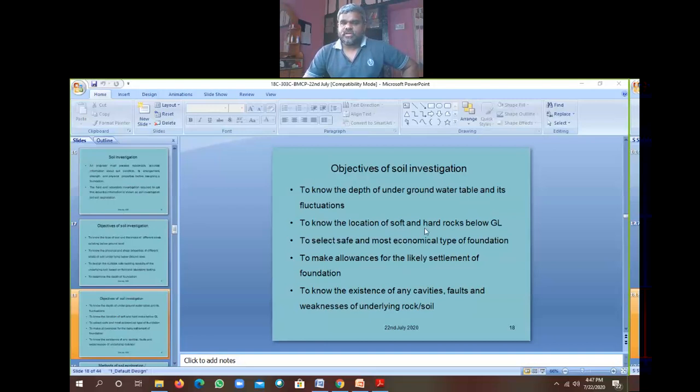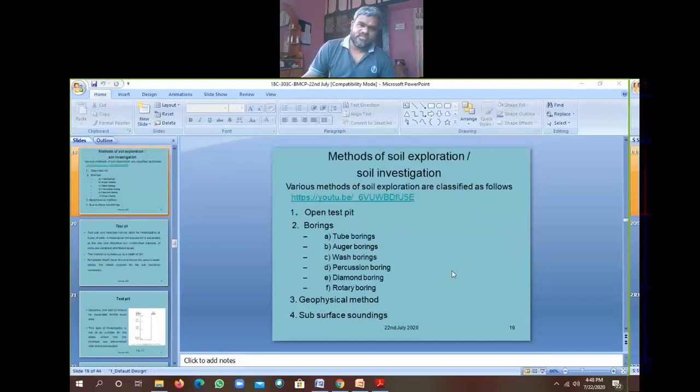We also have to check the location of soft and hard rock below ground level, and select the safest and most economical type of footing, which footing can be suitable for that soil. We also make allowances for the likely settlement of the foundation, how much settlement can be permissible, and to know the existence of any cavities, faults, and weakness of the underlying rock or soil. For this purpose we conduct soil explorations or soil investigations.